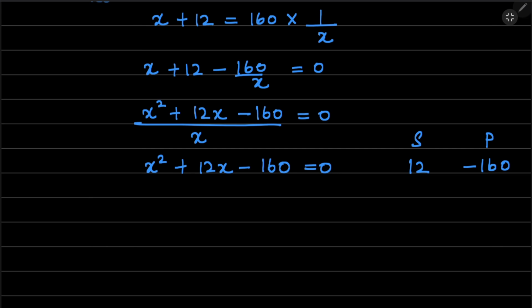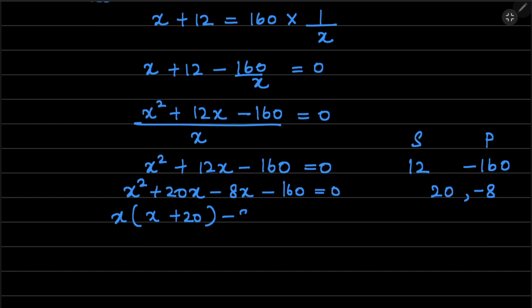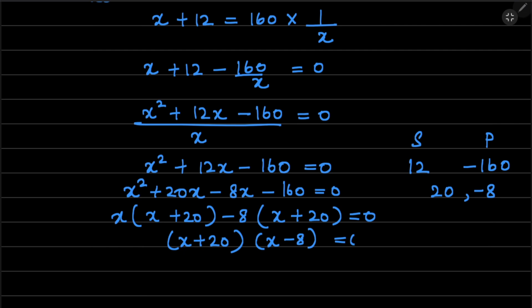So here the two numbers for middle term splitting can be 20 and 8. Okay, so if I put a negative sign to 8, 20 minus 8 is plus 12. 20 multiplied by minus 8 is minus 160. So in place of 12x, I can write 20x minus 8x minus 160 equal to 0. x common, x plus 20, again minus 8 common, x plus 20 equal to 0. So you have x plus 20 common, x minus 8 is the other factor.